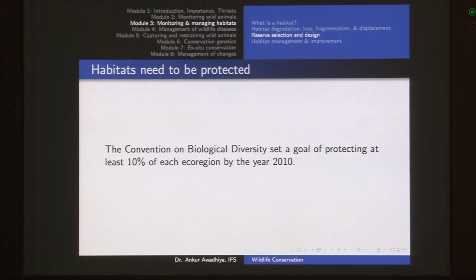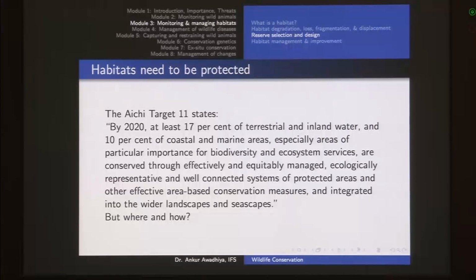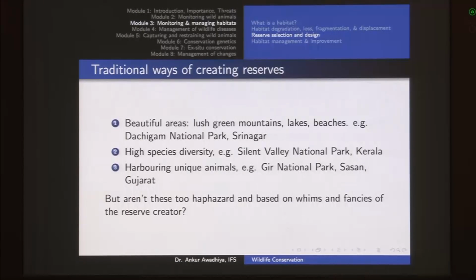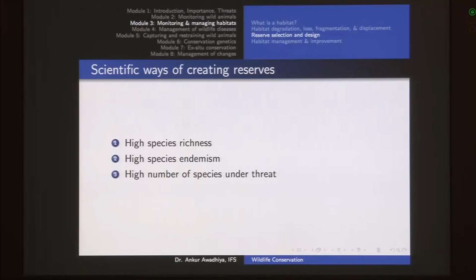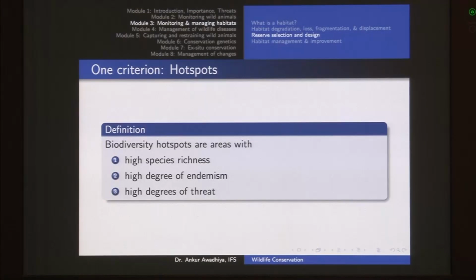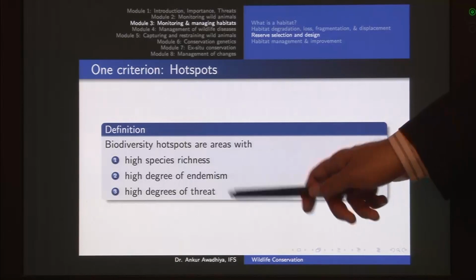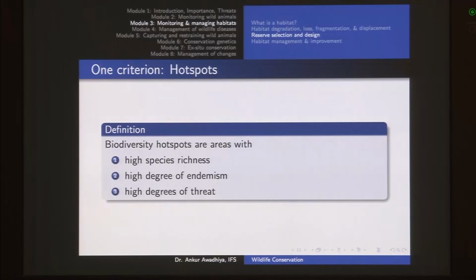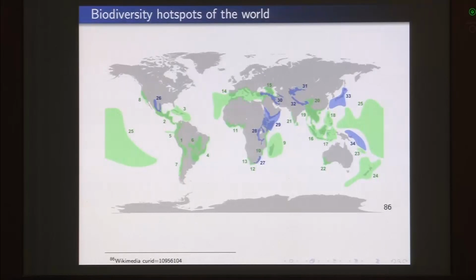Next we talked about habitat selection and design. So 10% of every ecoregion needs to be protected at least. Earlier our reserve selection was more haphazard, but these days we are focusing more on high species richness, endemism and the level of threat. So we can have these maps, and then we can also go with the definition of biodiversity hotspots. These are areas with high richness, high endemism and high level of threat. So these are the areas that require preferential protection.